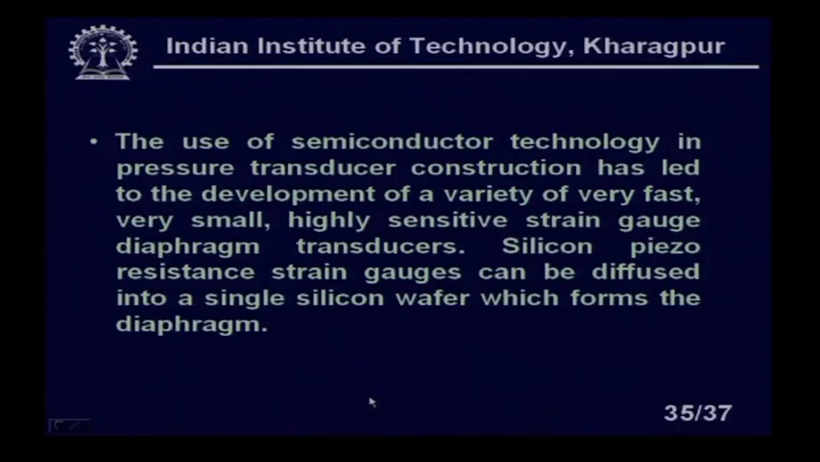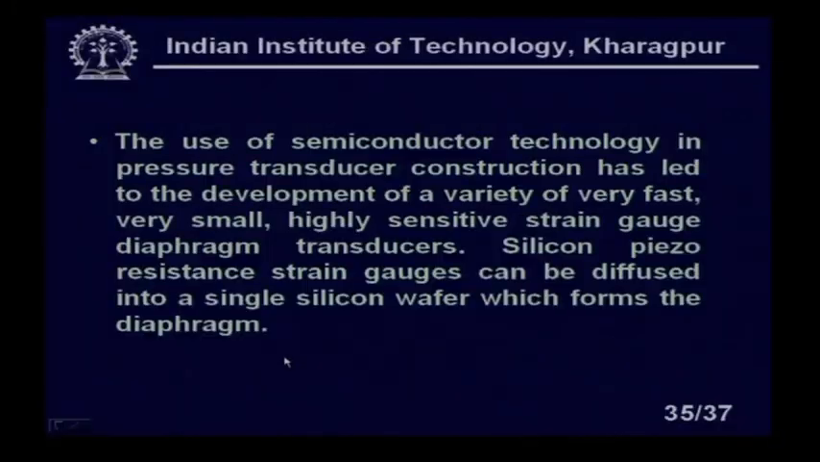The use of semiconductor technology in pressure transducer construction has led to the development of a variety of very fast, very small, highly sensitive strain gauge diaphragm transducers. Silicon piezoresistive strain gauges can be diffused, because as you know, in the case of semiconductor strain gauges the piezoresistive effect is more, right. So, silicon piezoresistive strain gauges can be diffused in a single silicon wafer which forms a diaphragm, right.